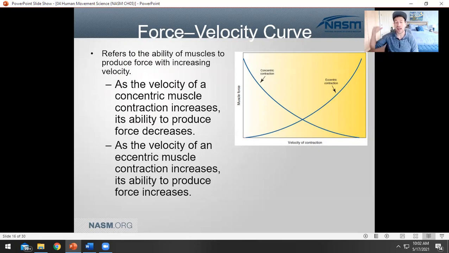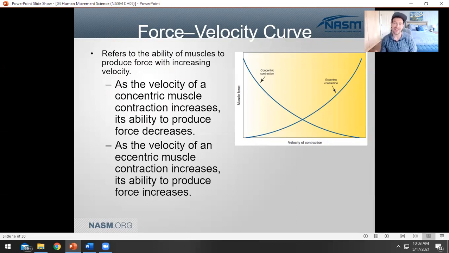But as the velocity of an eccentric contraction increases, as my eccentric lengthening increases, my ability to produce force also increases. So as I lengthen my bicep, if I'm down here, my bicep is at full length, now it's got plenty of room to create a big, strong contraction. It's kind of like the Bruce Lee one-inch punch, you know? You need a little bit more space to generate more force.